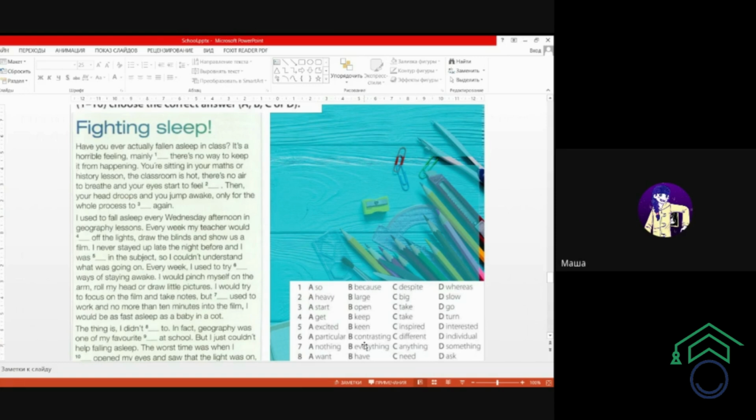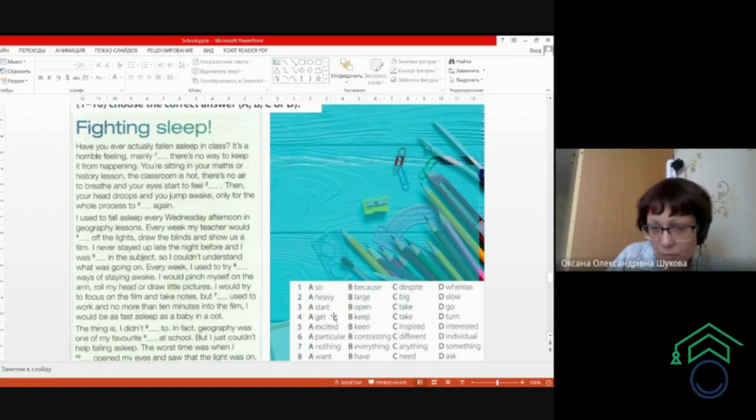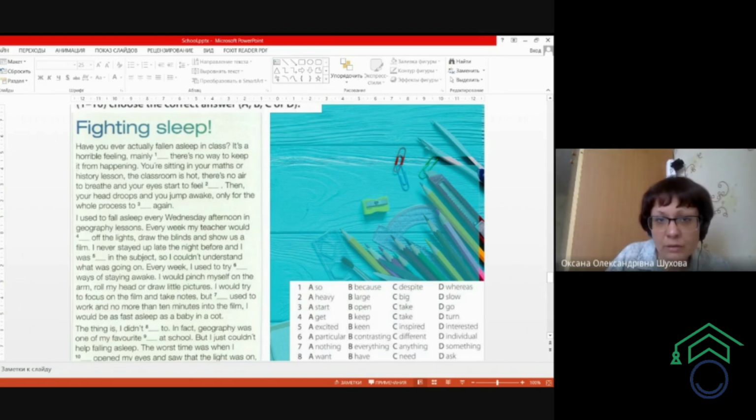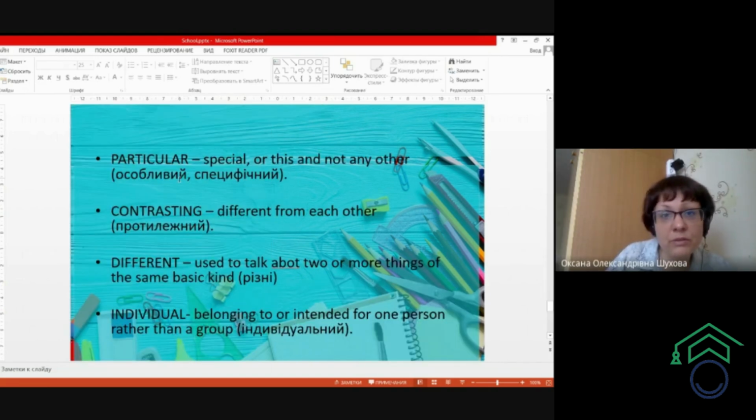Contrasting, different from each other when comparing opposite things. Okay, individual. Different is like various, and individual is made specifically for a certain person. Right. Okay, now have a look. So you're absolutely right. Particular means special, these, and not any other. Особливий, специфічний. Contrasting means different from each other. Протилежний, different, це просто різний.